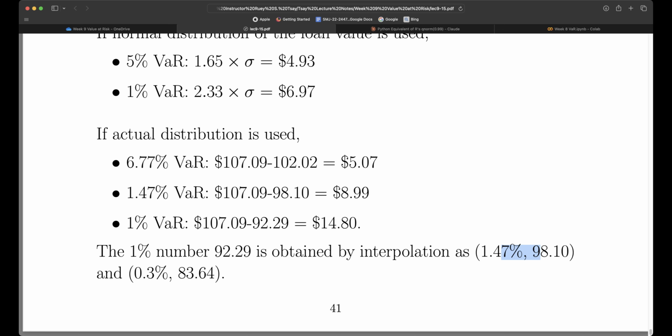So 1% is between this and this. By finding the location, we can calculate the weighted average, which is this dollar amount. So from the mean, the loss is this one. So with a 1% chance we can lose more than $14.8.